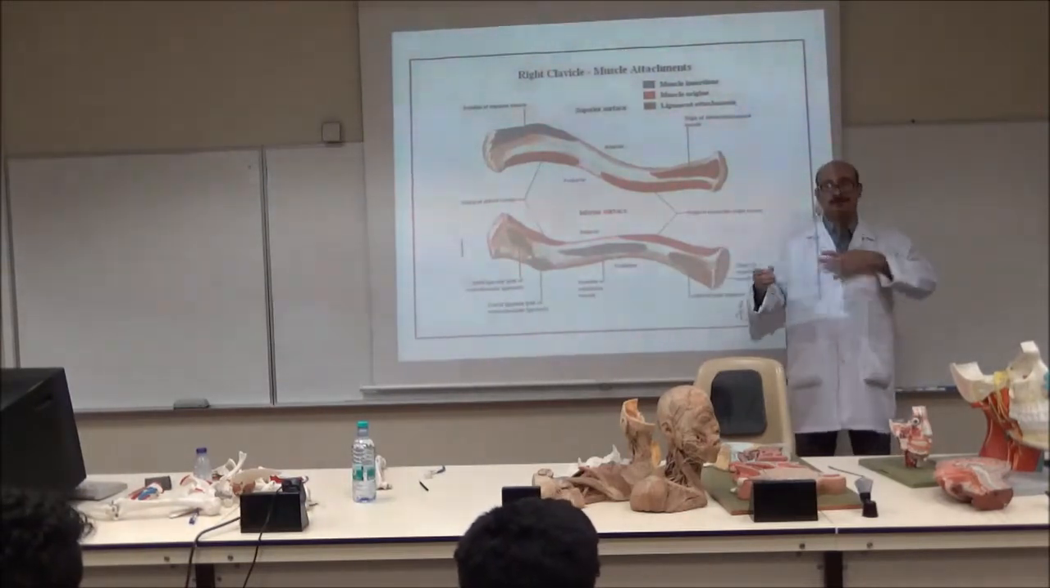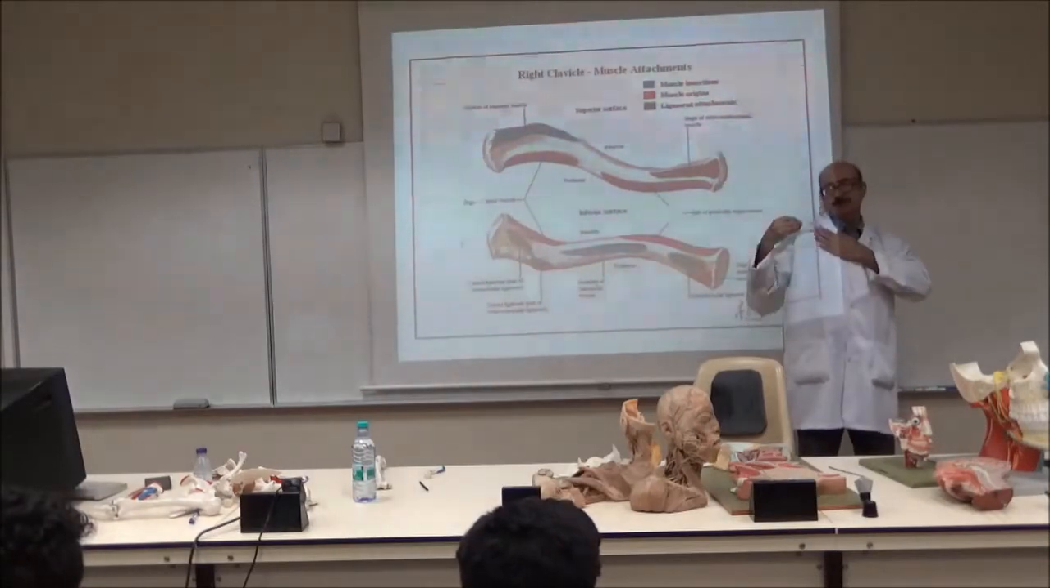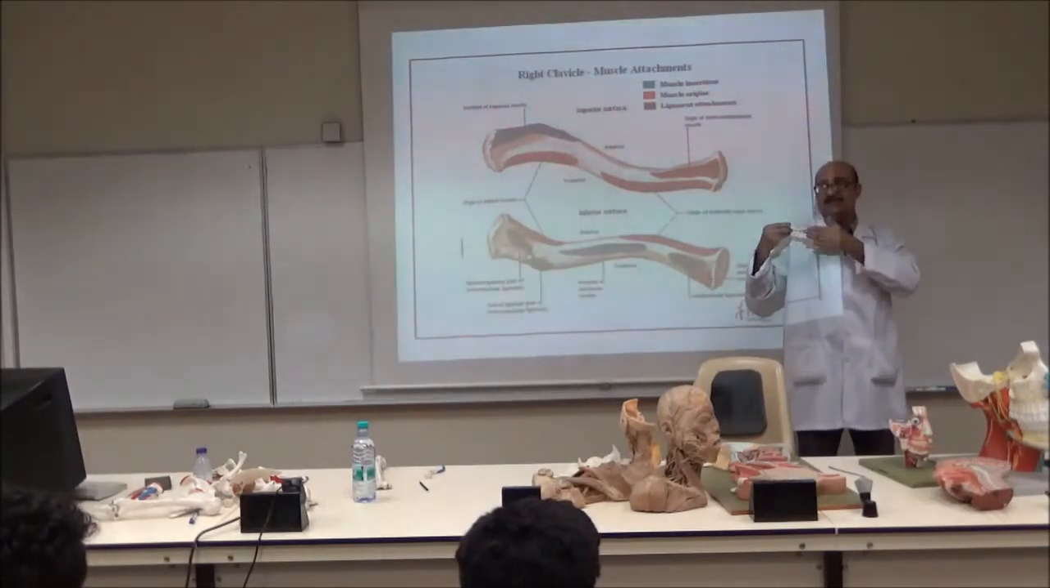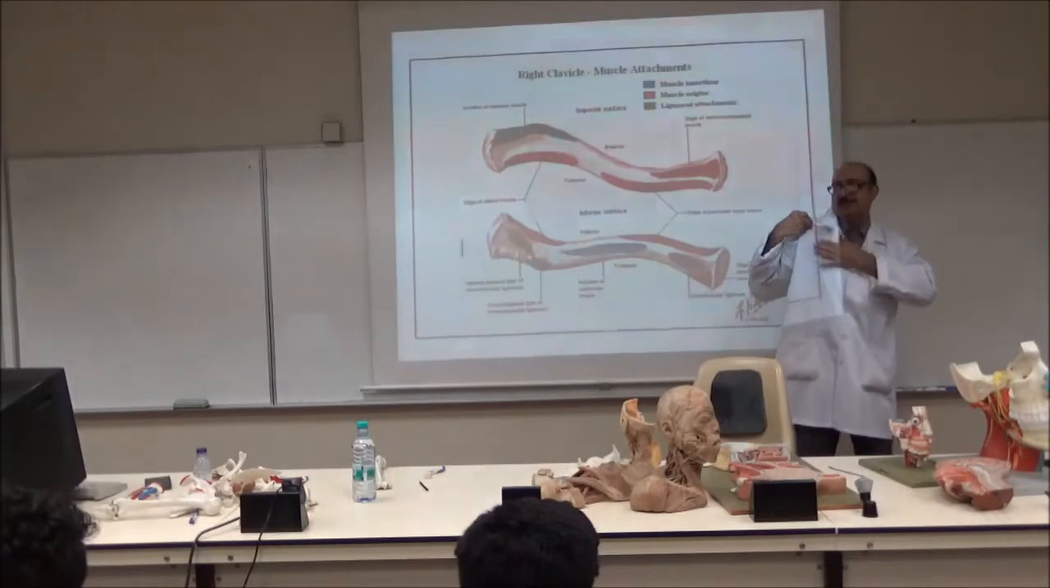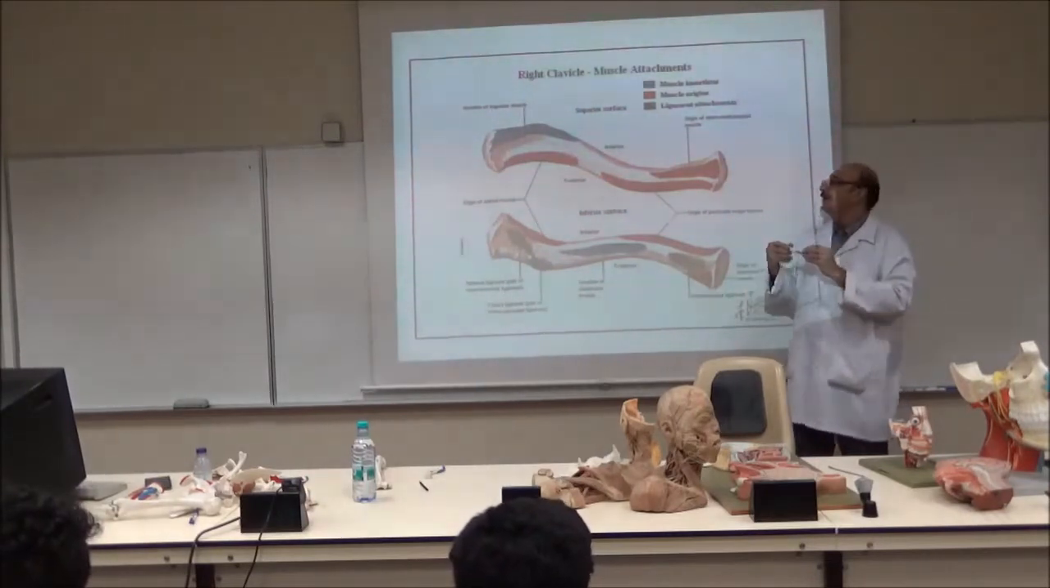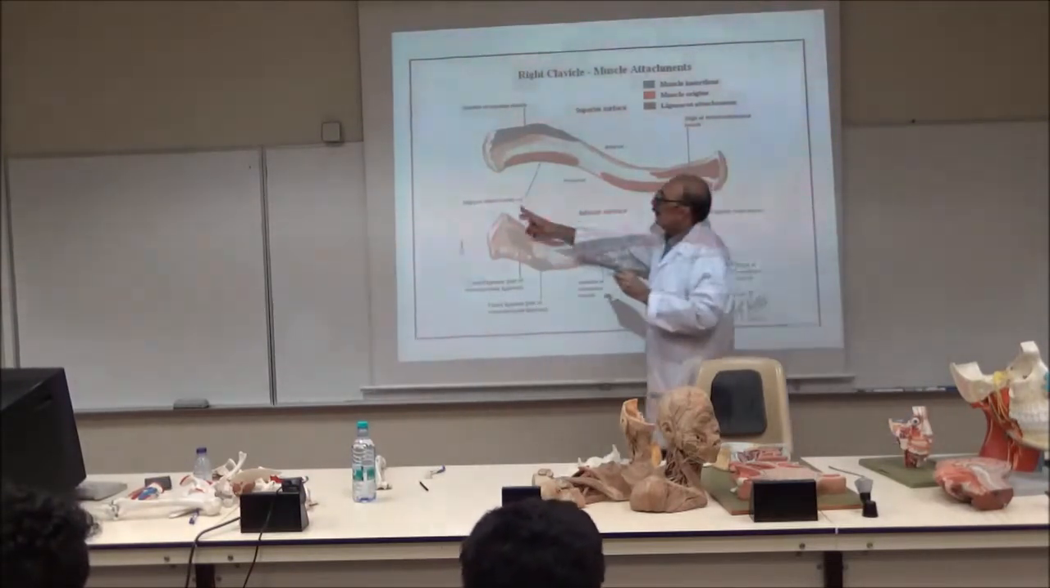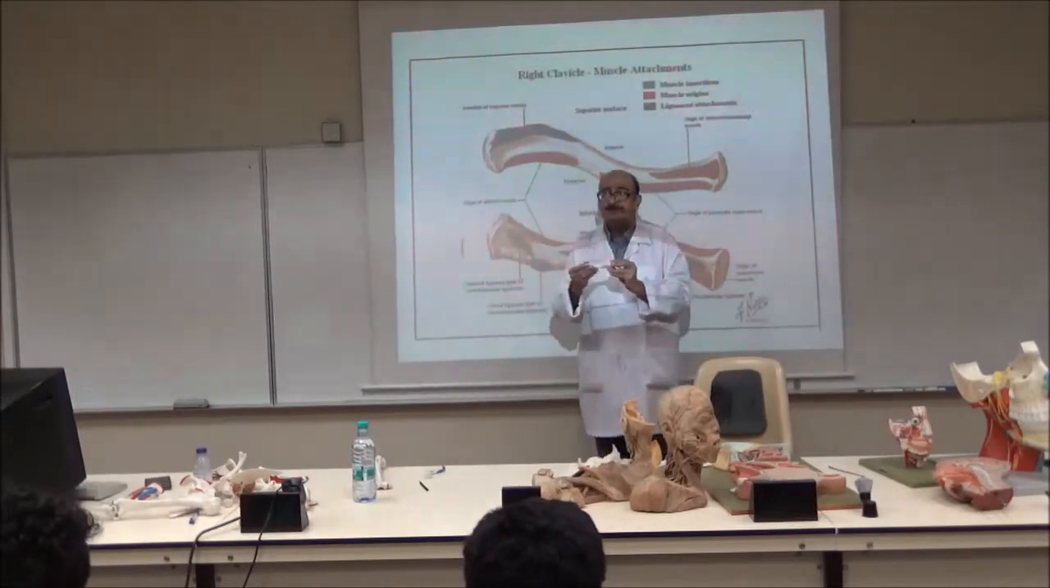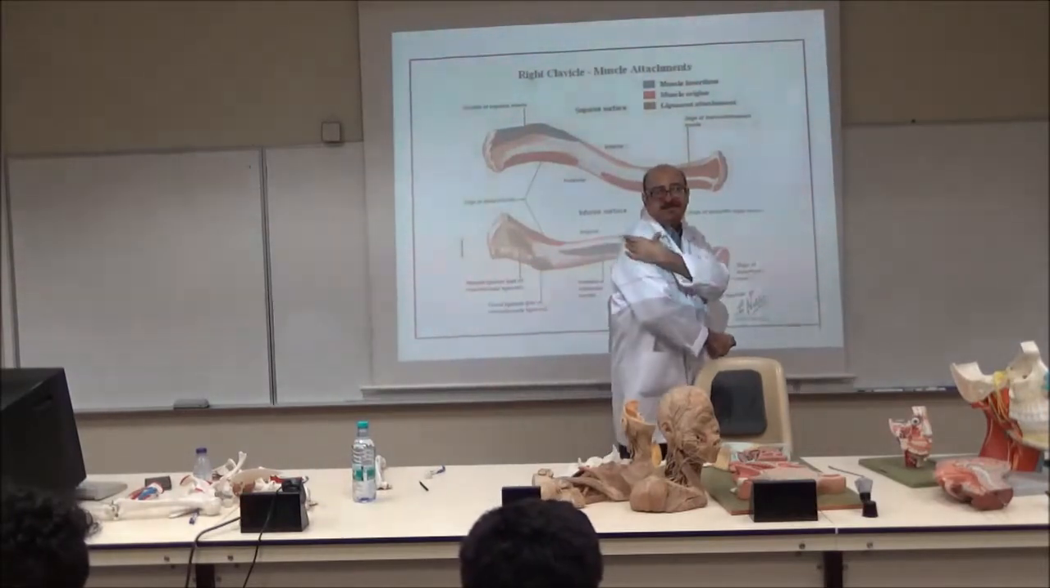The pectoralis major muscle is present here, attached to this margin, like this. Then the origin of the deltoid muscle. Where is the deltoid muscle? Here is my deltoid muscle.